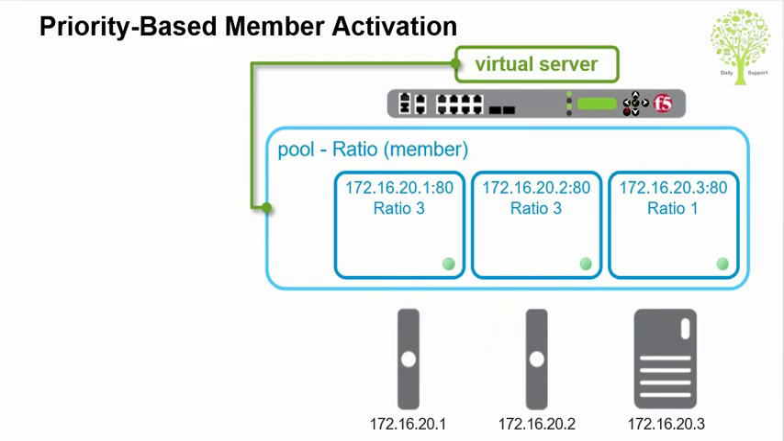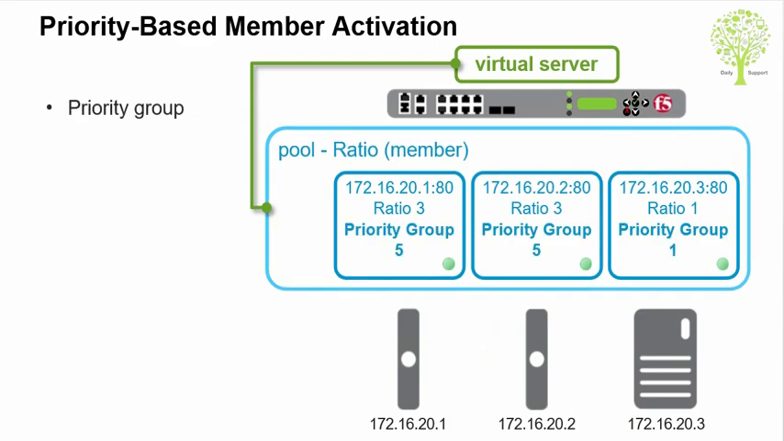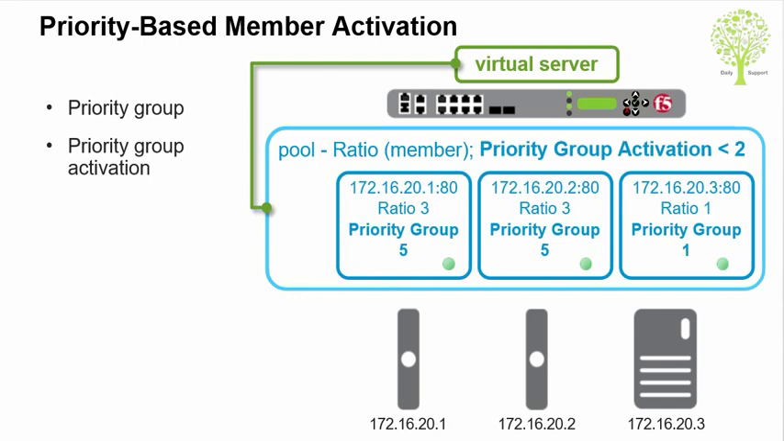While the load balancing method determines the pattern or metrics used to distribute connections across members, priority-based member activation is a complementary feature that allows you to categorize pool members into priority groups so that members in higher priority groups accept traffic before pool members in lower priority groups.